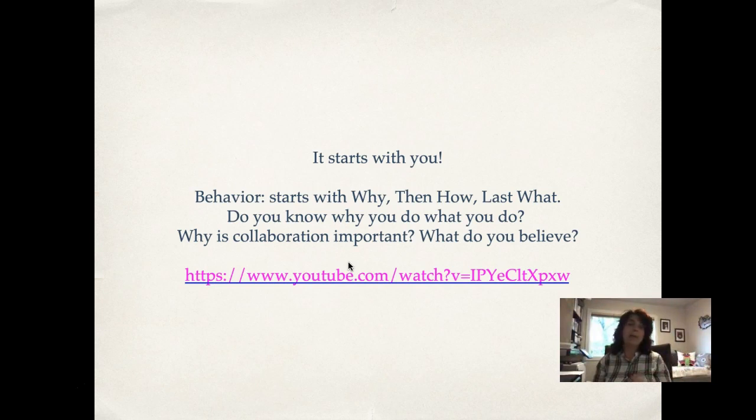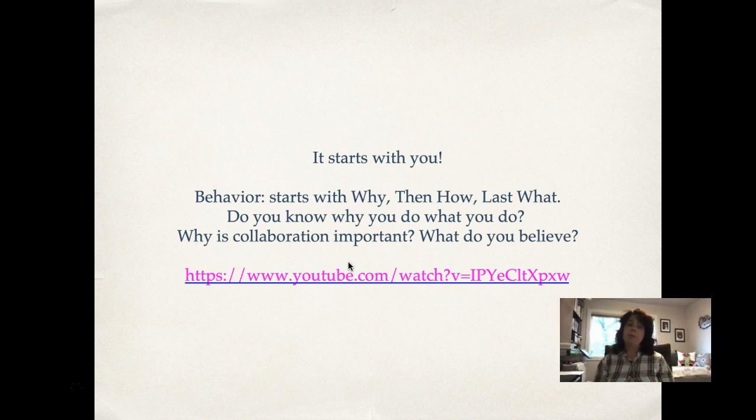But if you start with the why, if you understand what your purpose is, you understand why collaboration is important, you are treating everyone as an equal player and a member of the team, you're all there for the common goal, that becomes your why. And then it makes the how and the what a lot easier if you really are speaking with your heart and you really understand why you are doing something.